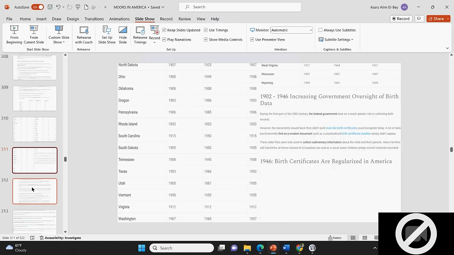All right. By 1946, birth certificates are regularized in America.